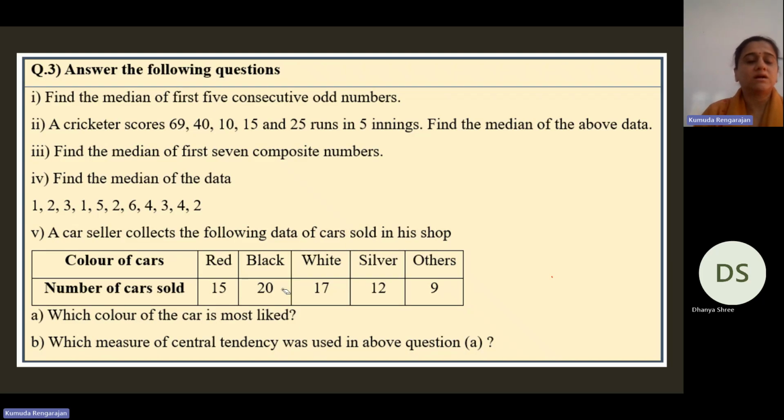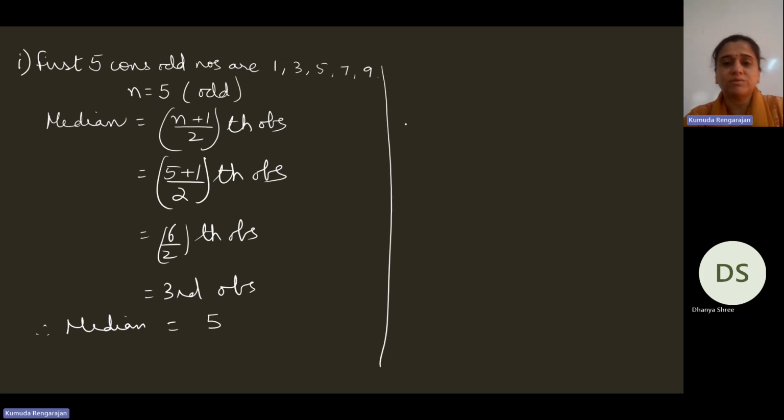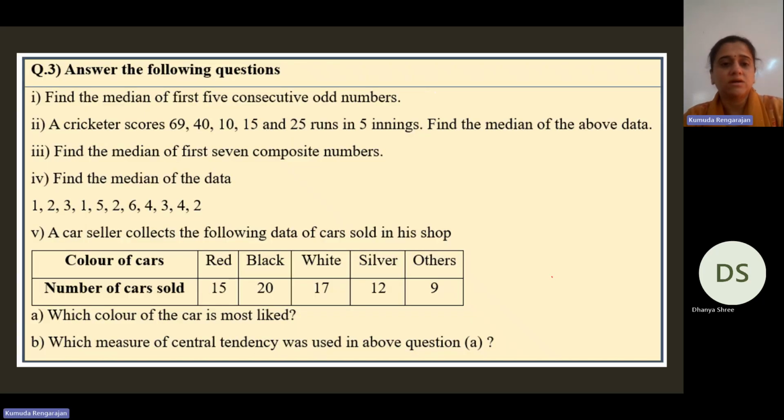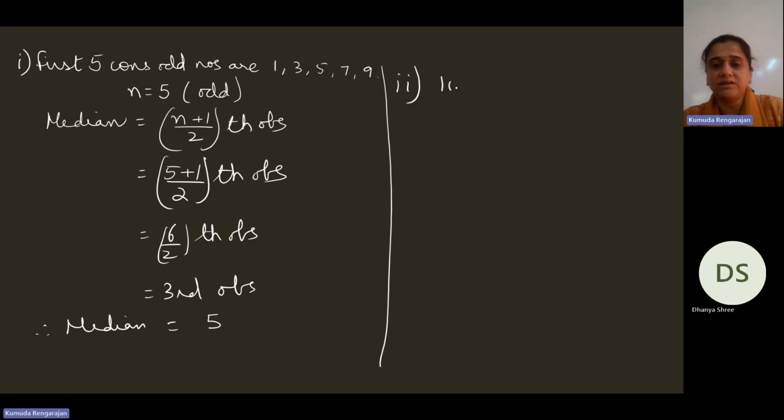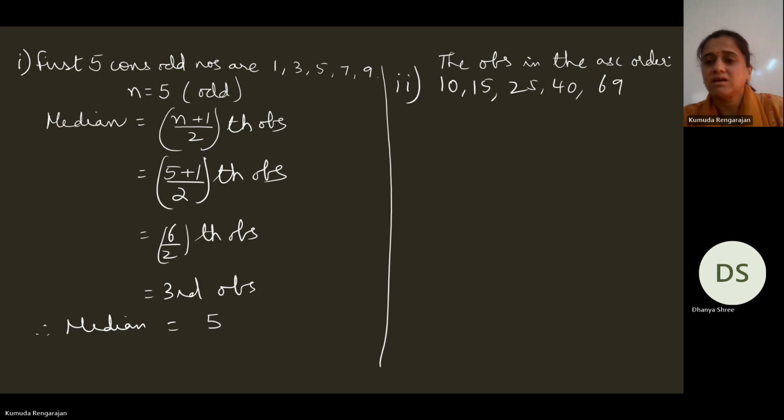Okay, next one. A cricketer scores 69, 40, 10, 15, and 25 runs in 5 innings. Find the median of the above data, meaning the given data. All right. So arrange the numbers in the ascending order. 10, 15, 25, 40, 69. The observations in the ascending order are 10, 15, 25, 40, and 69.